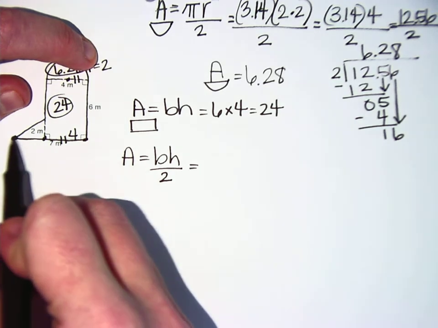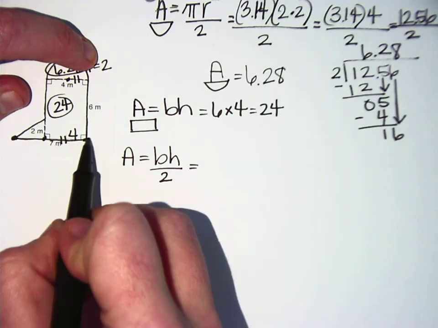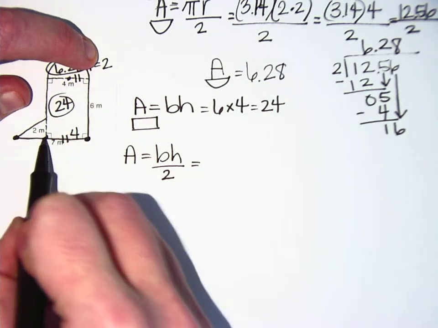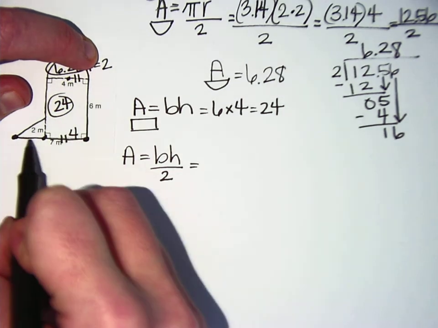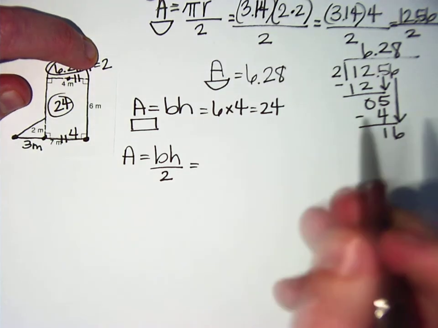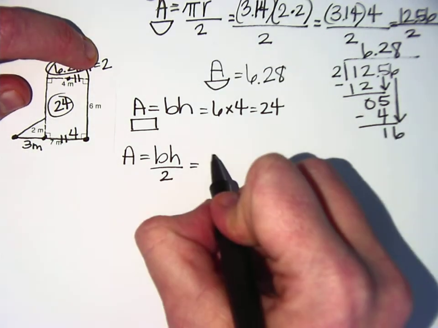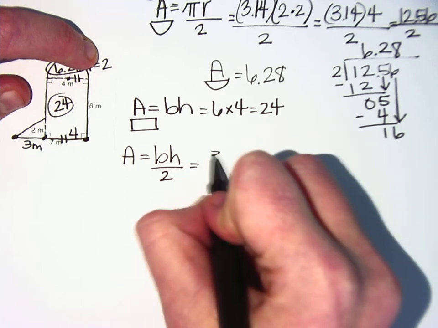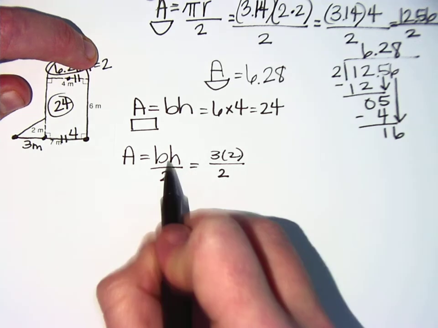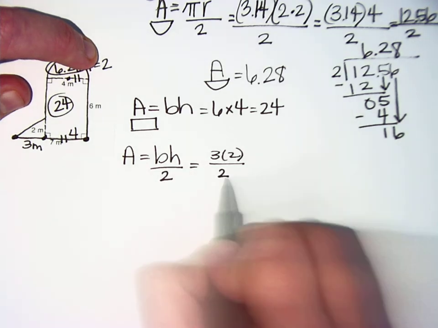So it tells us that from here all the way to here, it's 7 meters. Well, we know that from here to here is 4, so what's left over can only be 3 meters. So now we have enough information to plug into our formula. We have 3 times 2 divided by 2. And see how it matches exactly with this? That's what yours should look like.